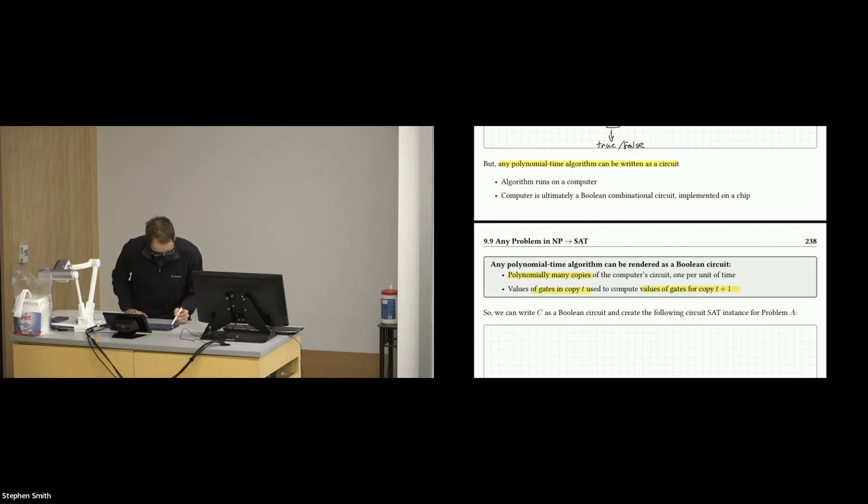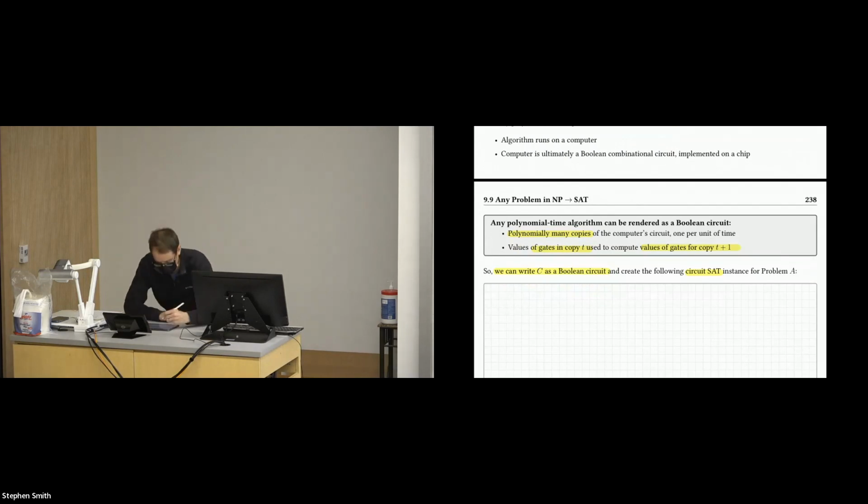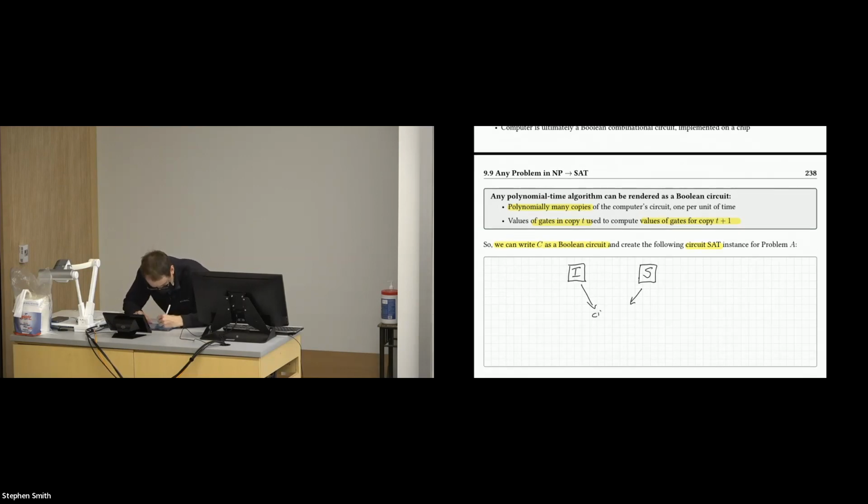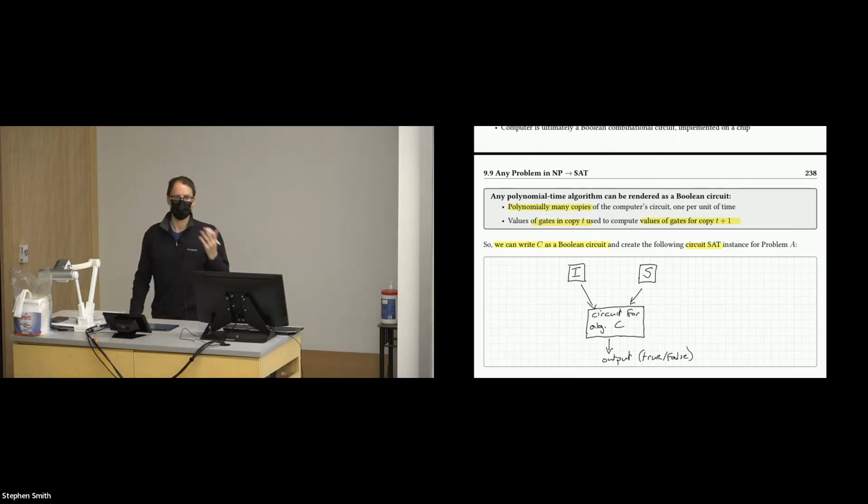And so we can write C as a Boolean circuit, and then we create a circuit SAT instance for the problem. The instance looks very much like our picture above. We have I, we have S, this goes into our circuit for algorithm C. And that is our output, which is true or false: is S a solution to problem instance I?